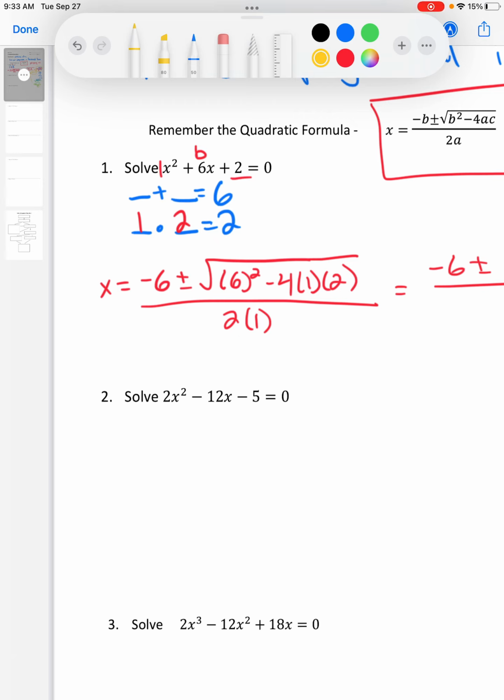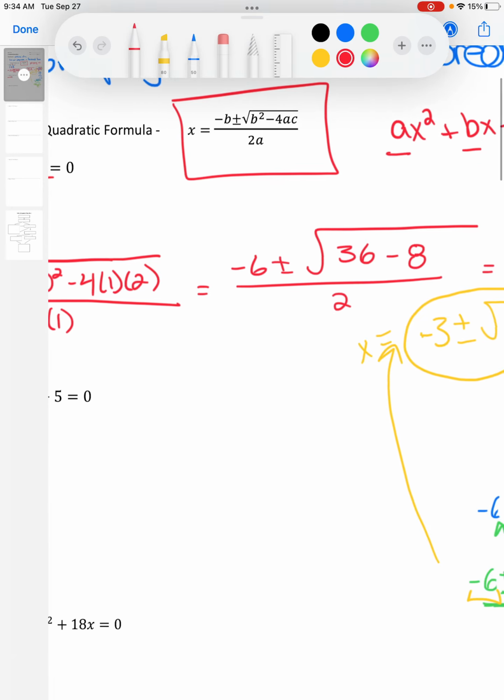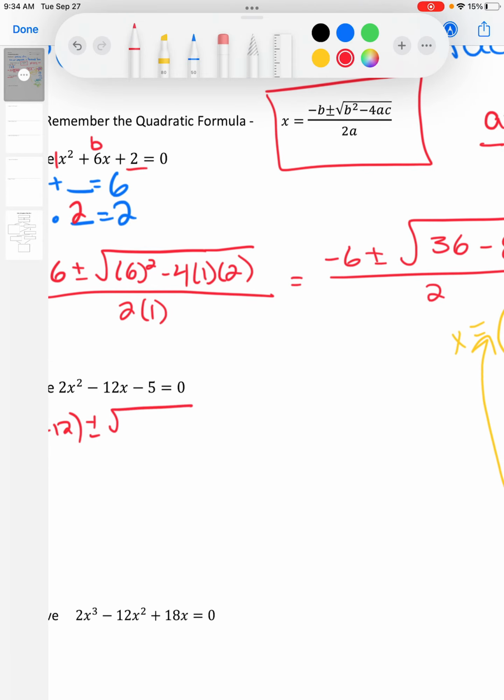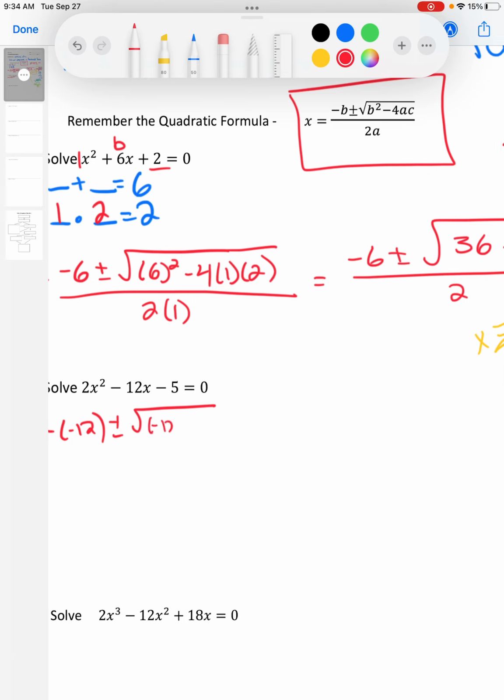Okay, now that you all had a chance to try to solve it, let's go over it. So plugging everything in, x is equal to negative b, so negative, and then our b is negative 12, plus or minus the square root of b squared, so negative 12 squared, minus 4ac, all over 2a.